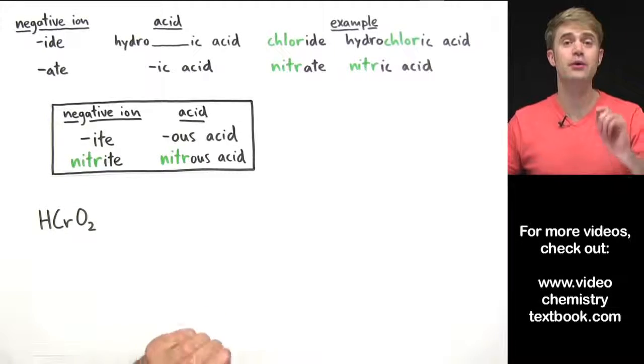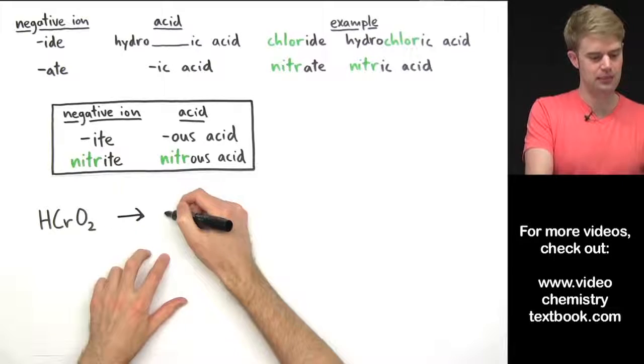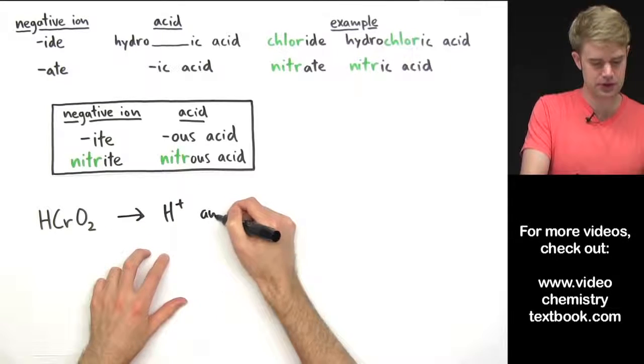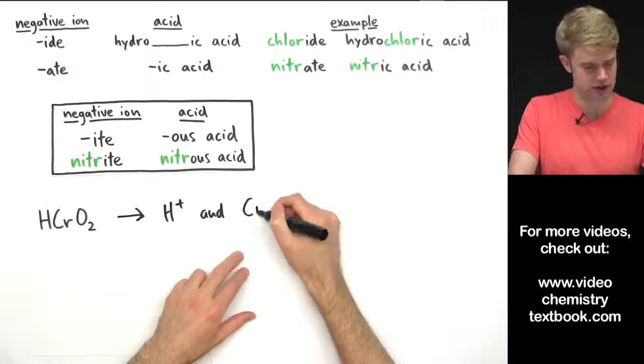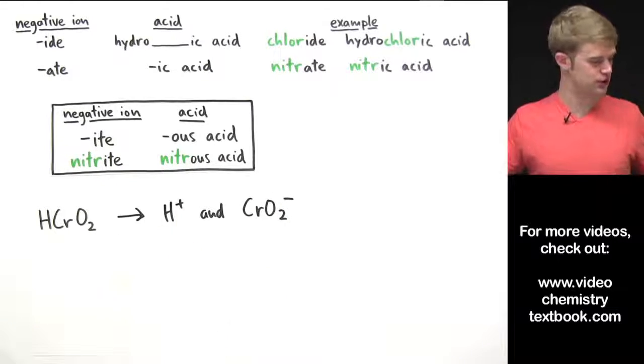Here's one more example of how we do this naming with ITE. We have this acid here. We break it apart into H plus and then everything else, which is going to be CrO2 with a 1 minus charge to balance out the 1 plus charge.